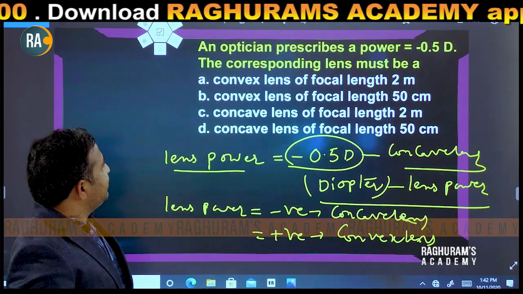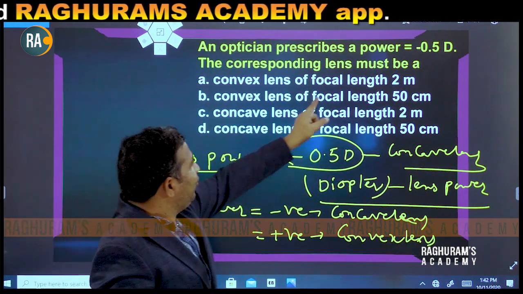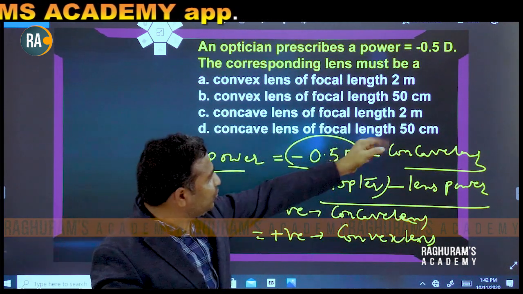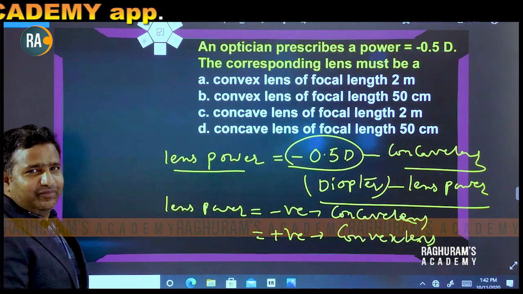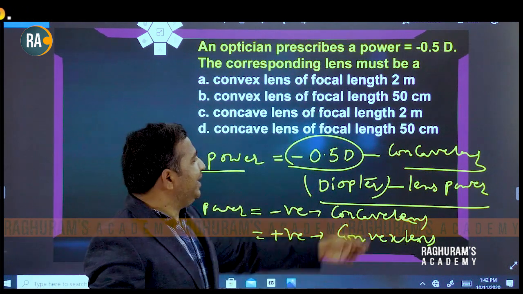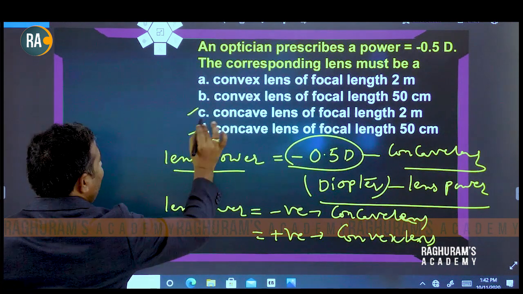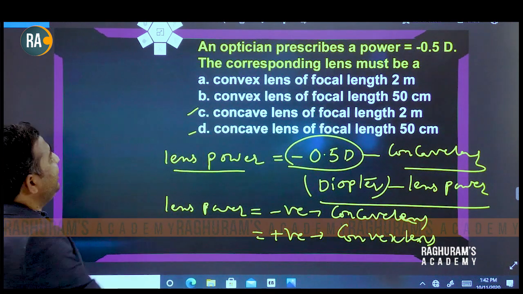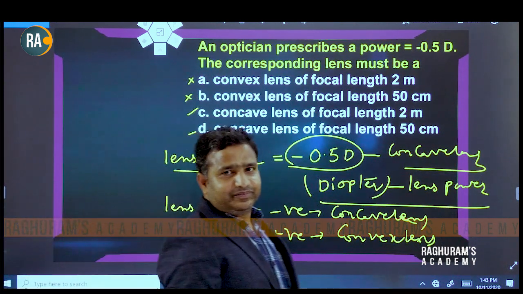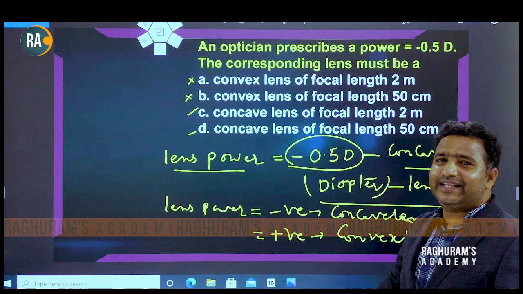Now in the given options, observe: option A, convex lens of focal length 2 meters; option B, convex lens of focal length 50 centimeters; option C, concave lens of focal length 2 meters; option D, concave lens of focal length 50 centimeters. Since the lens power is negative, it is a concave lens. So options A and B are wrong because they are convex lenses. The answer is either C or D.